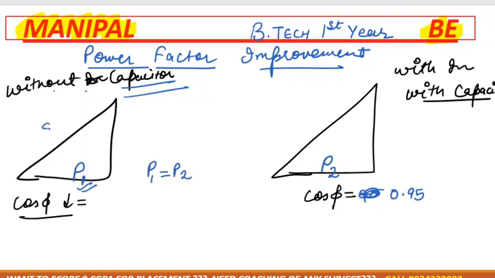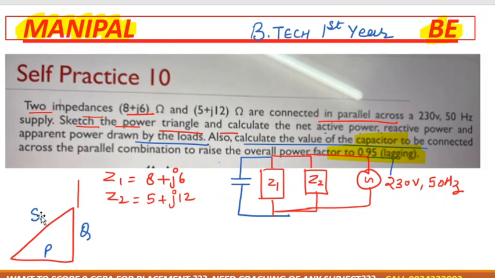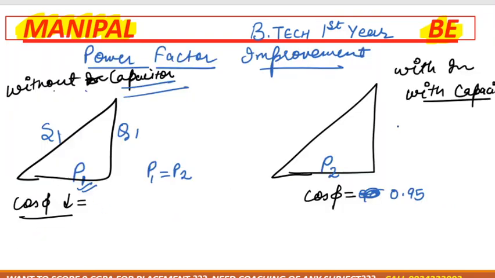Next thing, we need to know S1 and Q1. They'll give it directly, or maybe they'll give it in this form, so that you need to calculate it. After that, we need to calculate Q2 and S2. As you know, the formula is cos phi equals P by S. So if you know the value of cos phi and the value of P2, can you get S2? And if you know the value of S2, then can you get Q2? Understood up to here?